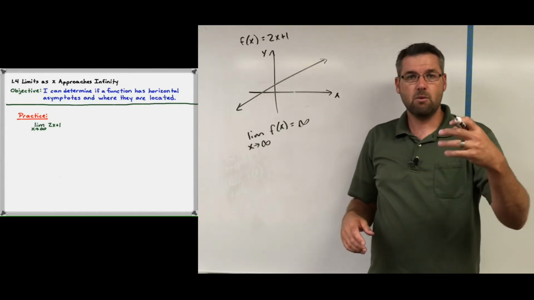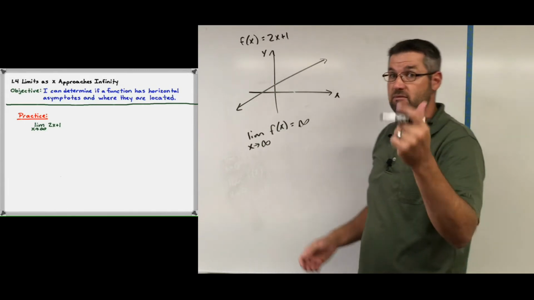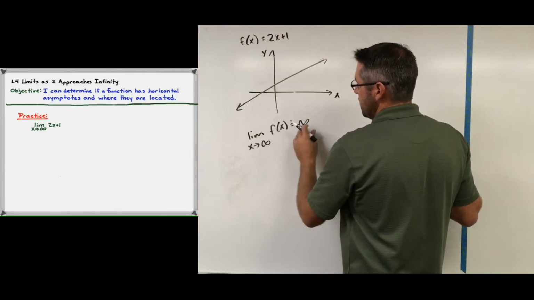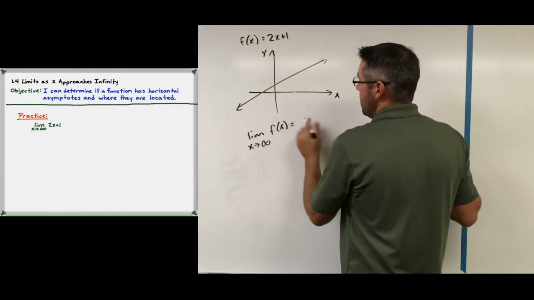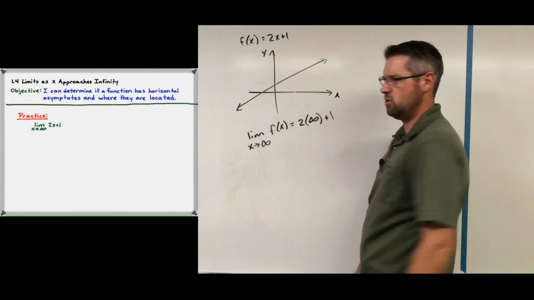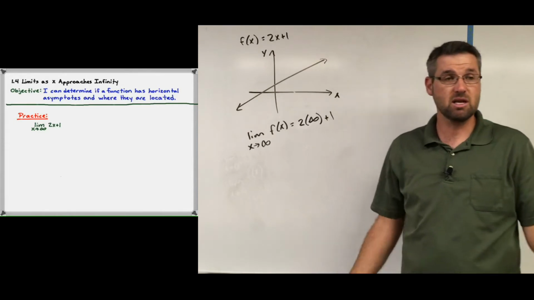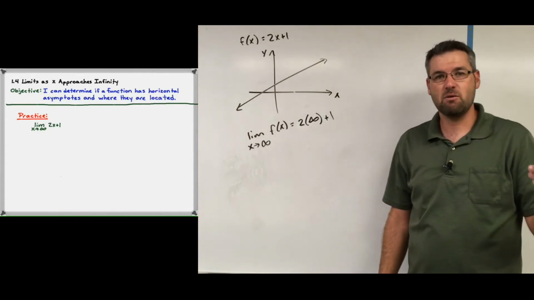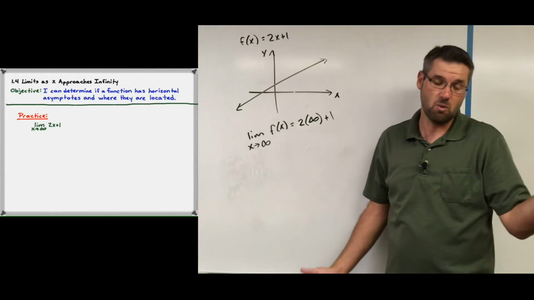But analytically, remember, what do we do to find a limit? The very first thing we do is we substitute. Well, let's go ahead and substitute here. We would end up with 2 times infinity plus 1. You go, what? 2 times infinity? I thought you said infinity's not a number, it's just an idea. It is the idea of a really big number, in a way.